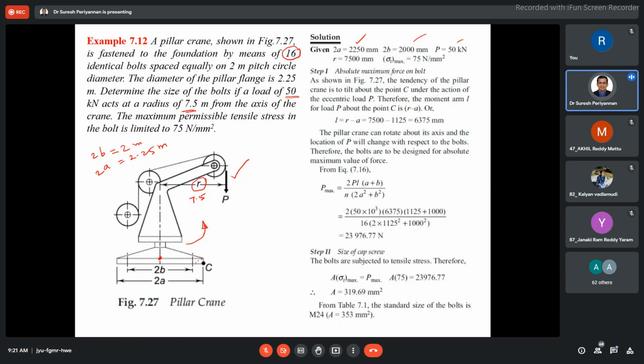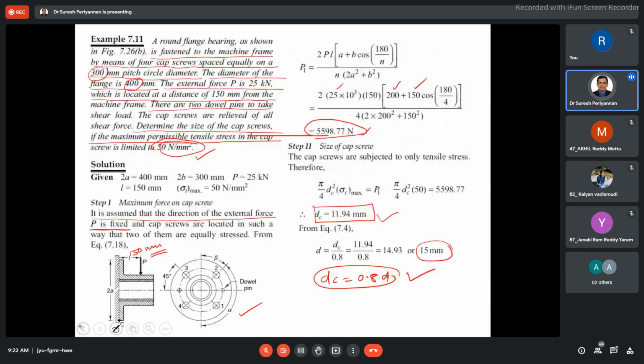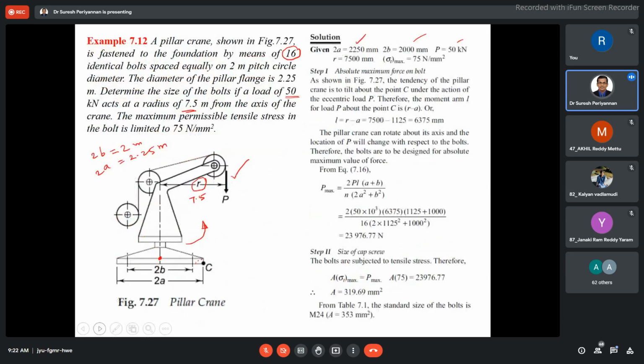Now, what is the L here? I mean, here we know, right, what is the L here? L is from the frame. They have given the total length. R is given from the center to where the load P is acting. Then L is equal to R minus A, because we would like to measure from the frame end. Okay, R minus A. Then this is our L.